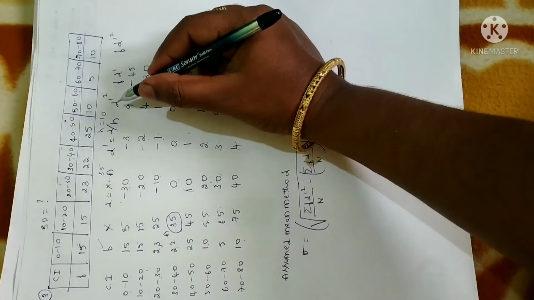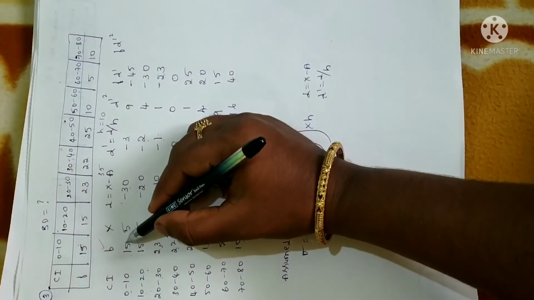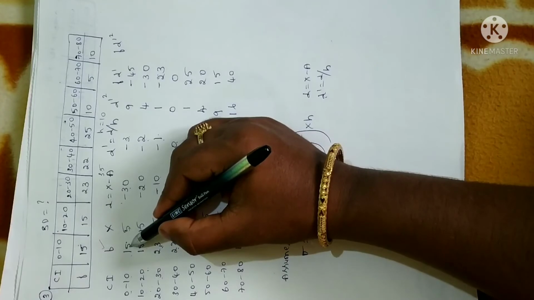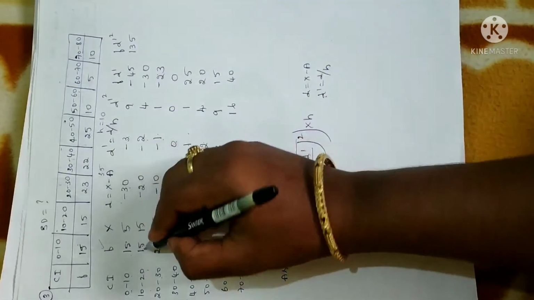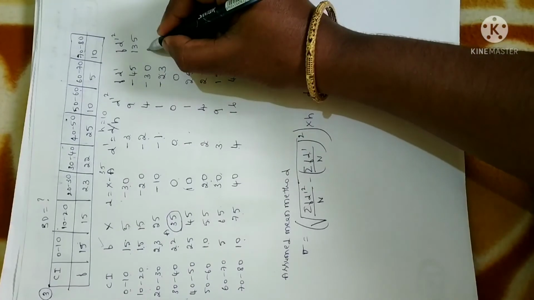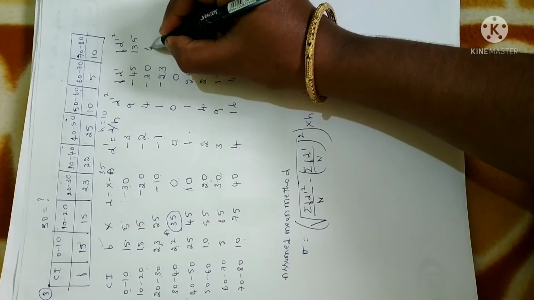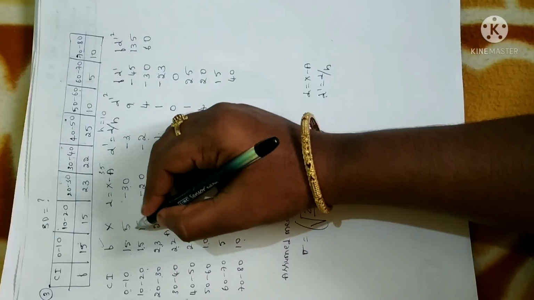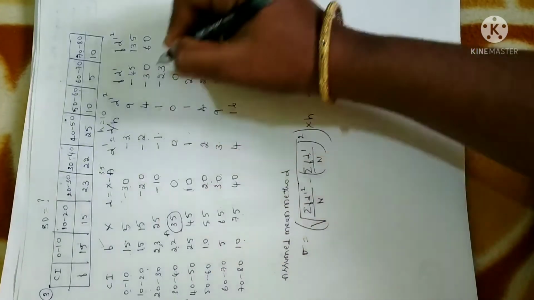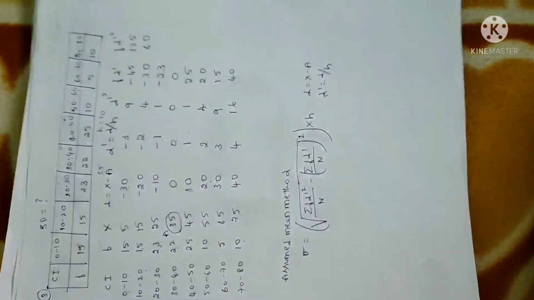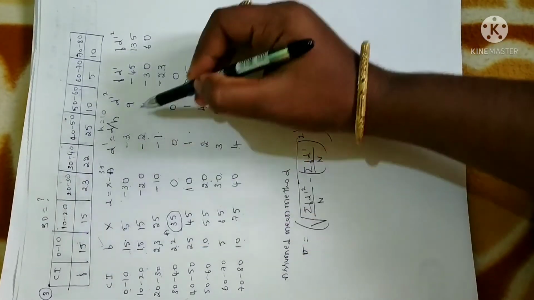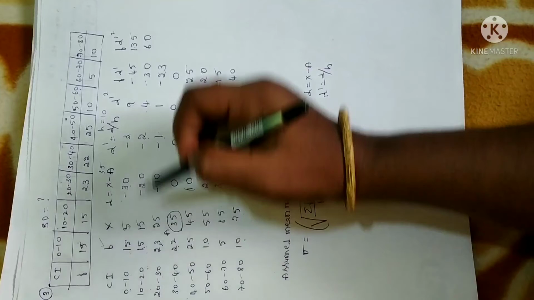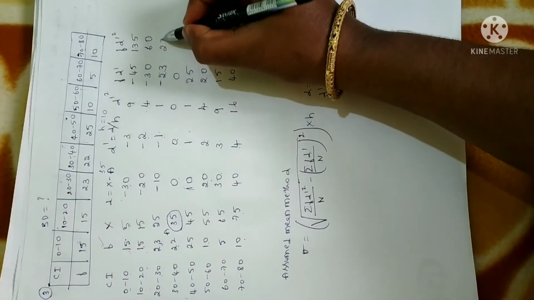Next we have to calculate f into d dash square. D dash square I have and f I have. So I have to multiply that. 15 into 9 is 135. Next 15 into 4 is 60. Next 23 into 1 is 23. Let me cross check once again.